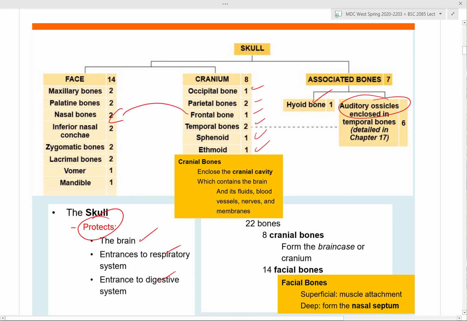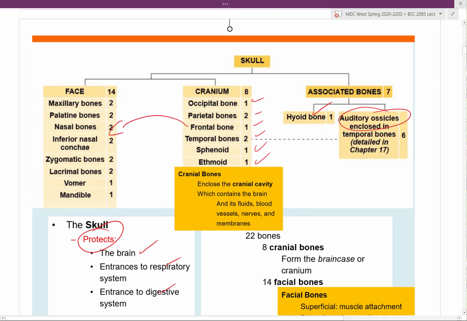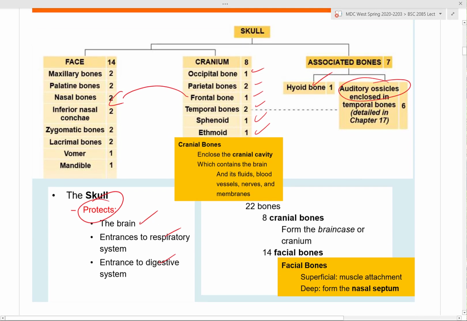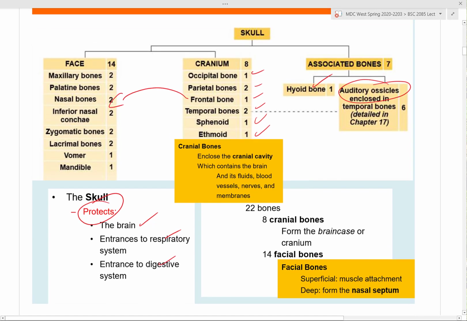Here it is. We're looking at the skull. And everybody's panicking because they see a lot of words. Am I correct? All I'm saying is the stuff that you guys already know or should know from the lab, which is your skull is composed of what? Face, cranium, and other associated bones, right? So, face, mainly how many bones? 14. Who's gonna count? I'm not going to ask you that number.